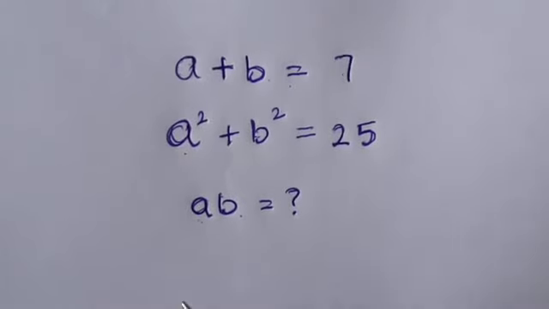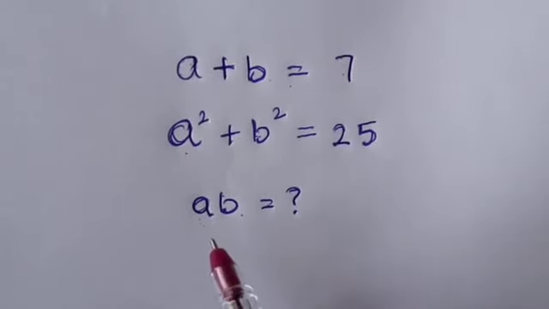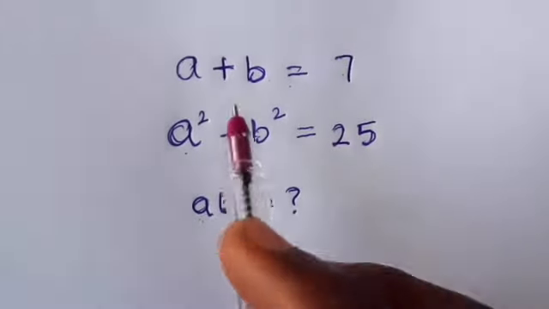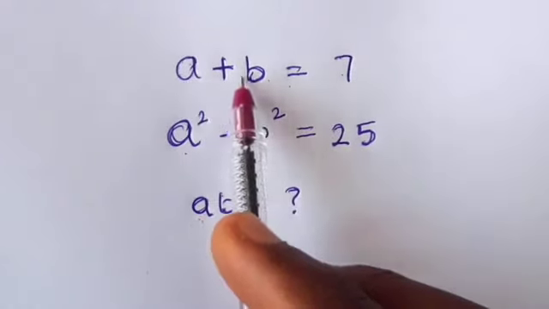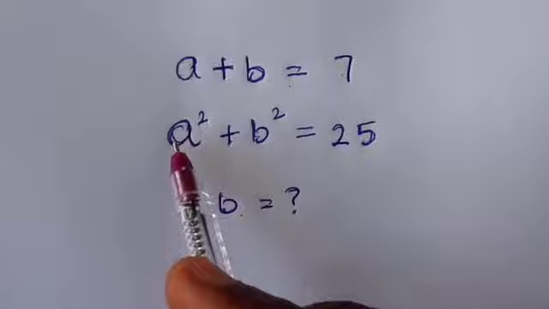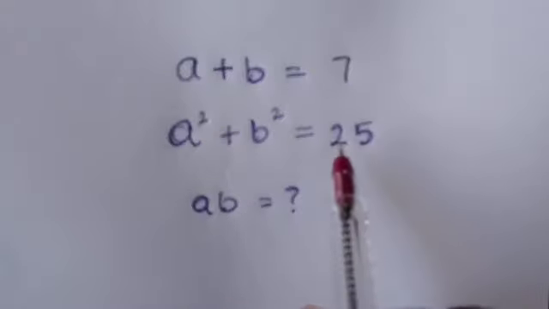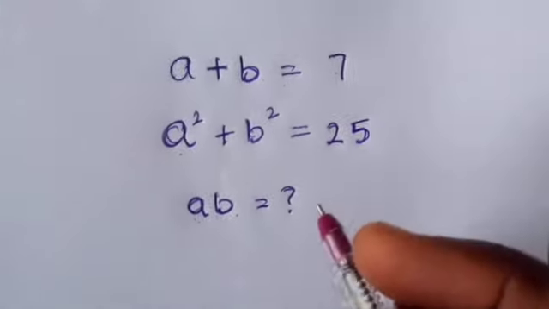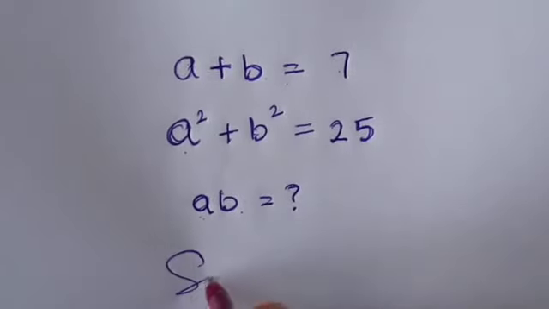Welcome. To know the value of a multiplied by b in this question, for the question a plus b equals 7 and a square plus b square equals 25. Now let's move on. Solution.